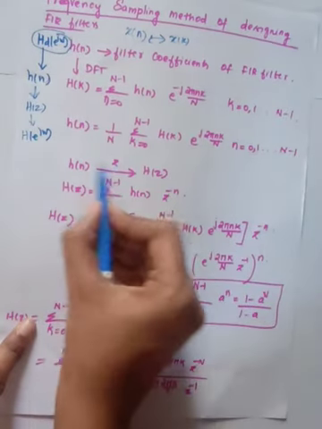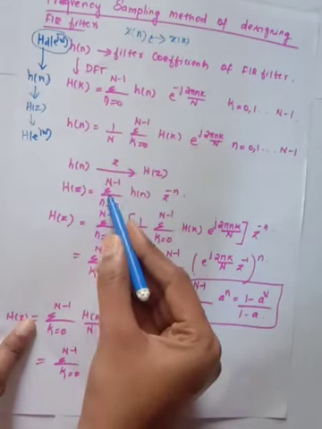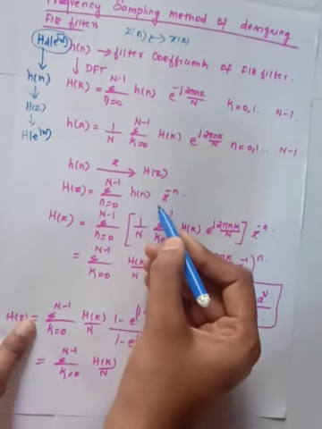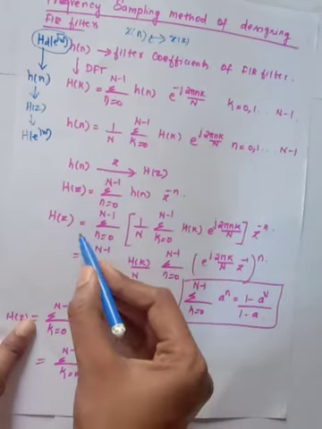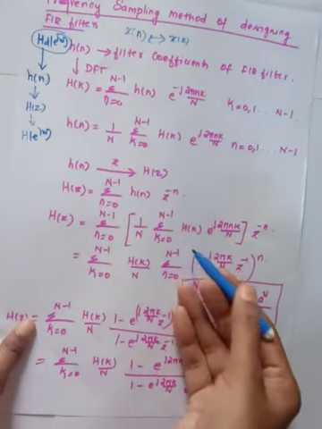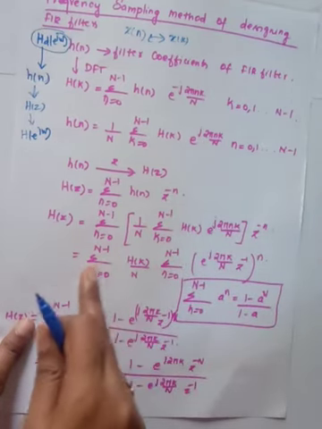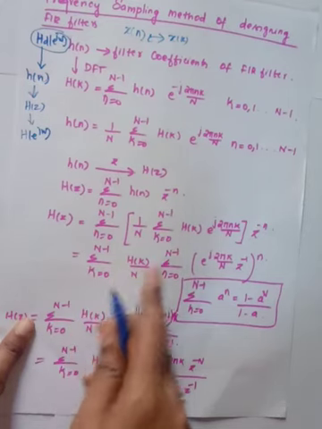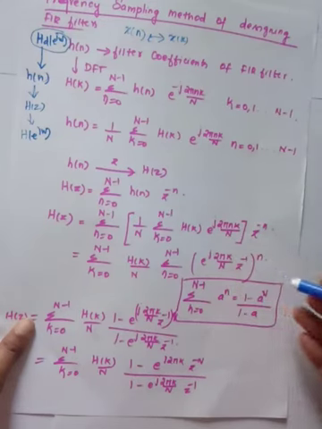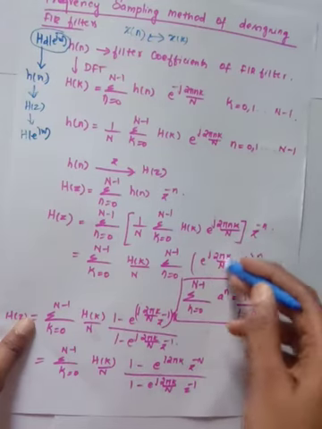After finding h of n we need to write h of z, the same procedure. How will you find h of z? By applying the z transform: summation n equal to 0 to n minus 1 of h of n z power minus n. We know what h of n is, so substituting here, I am grouping the terms. Taking summation over k outside, h of k by n, summation n equal to 0 to n minus 1 of e power j 2 pi k by n z power minus 1, the whole power n. And for this one I am applying this formula.